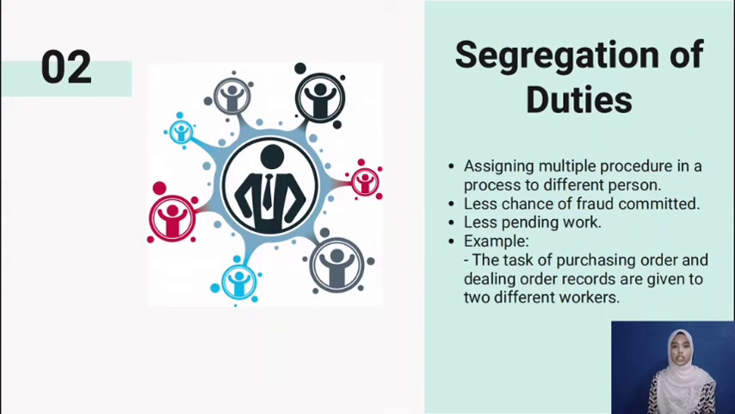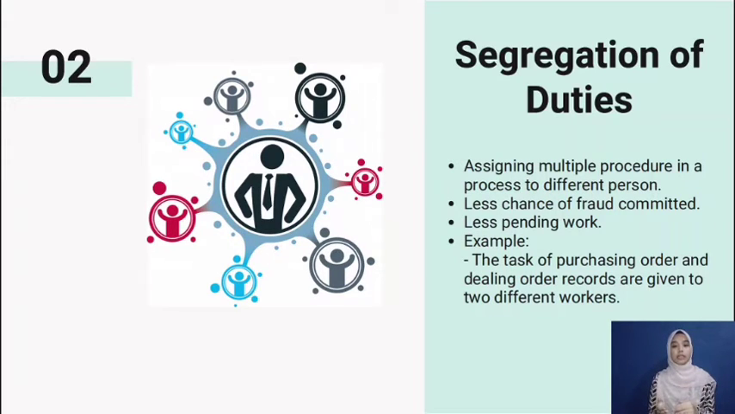Second is the segregation of duties. Segregation of duties means assigning multiple procedures in a process to different persons. An example of a process is the process of purchasing. There are multiple procedures in a purchasing process, for example, taking the orders, issuing the purchase orders, and then receiving the orders, and lastly recording all of the transactions above.